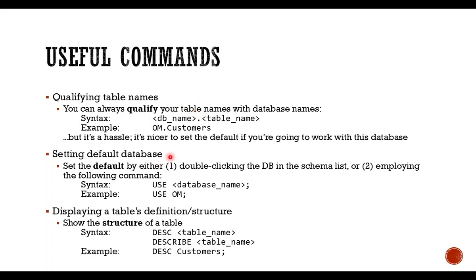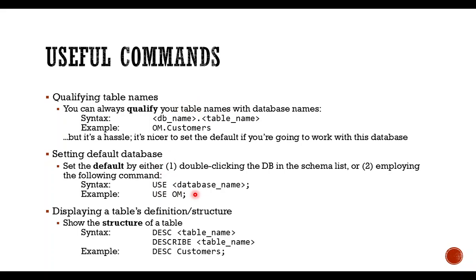But to set the default so that we don't usually need that, we can do one of two things. You either double click the database in the schema, which I showed you in class, or you can use the use command, which is you put the word use and then you follow it by the database name. So in this case, use OM is the order management sample database.